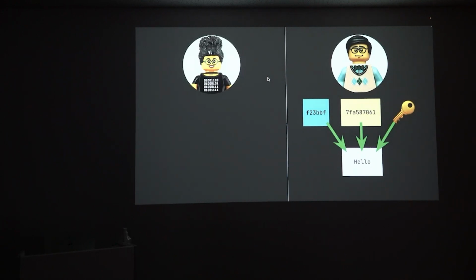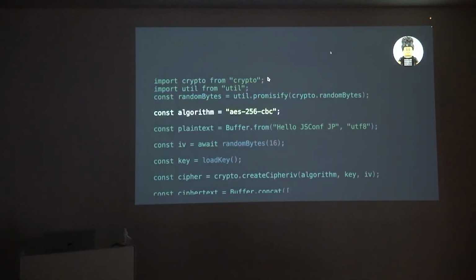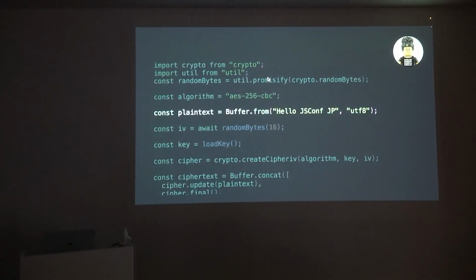So now let's see how this is done in code. This is Alice's encryption code. She will take the algorithm that we chose. She will take the message that she wants to send. She will convert it into a buffer. We don't work with strings. We only work with buffers of byte data with the crypto module.